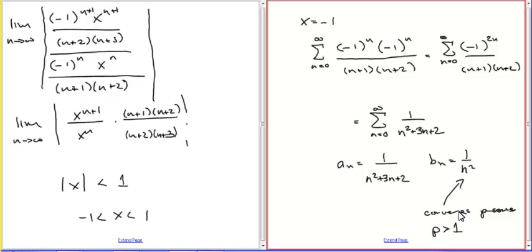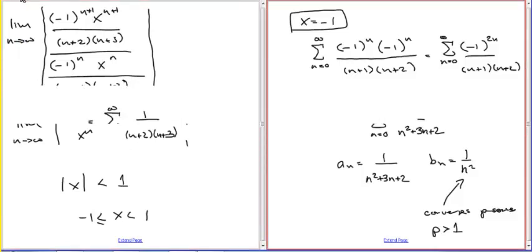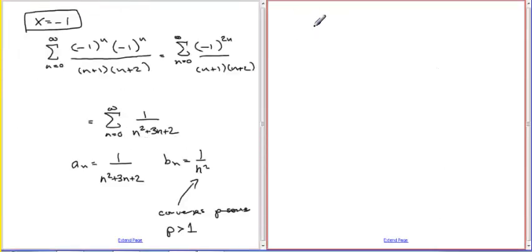Look on your sheet, you'll see that's true. So this one converges, and because this one is always larger than that one, then this converges. And since that converges, we do include that in it. So we can go down here and put a little equal sign. Then we do the same thing for x equals +1.